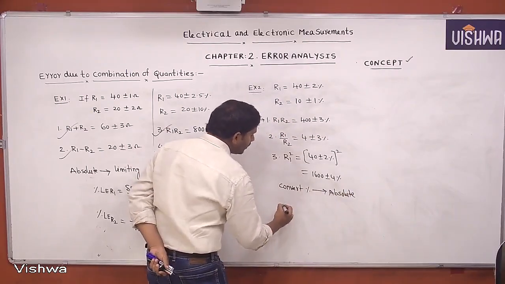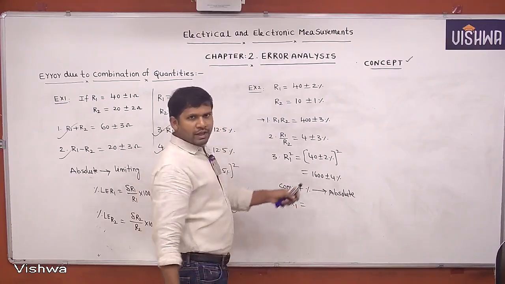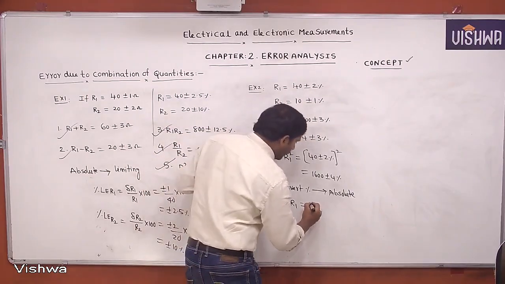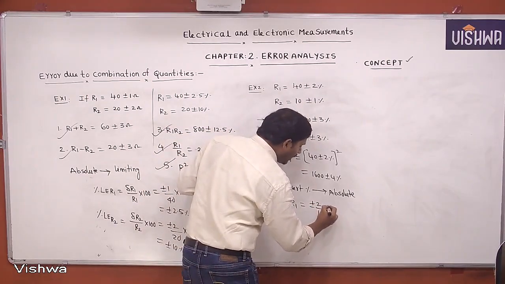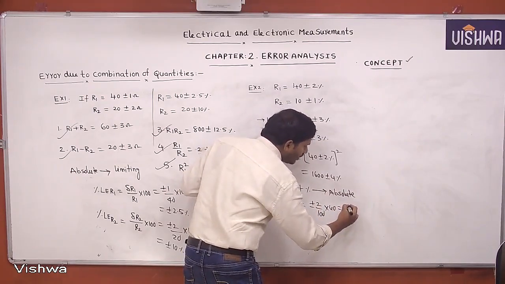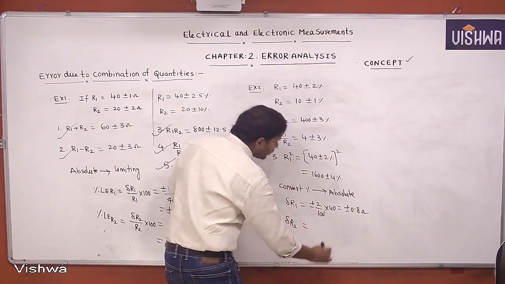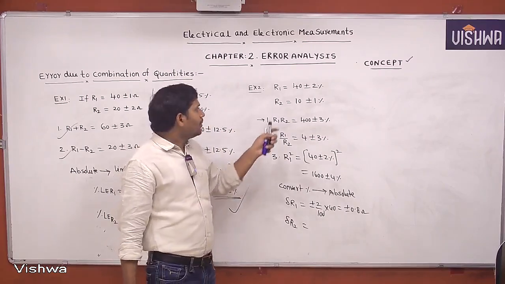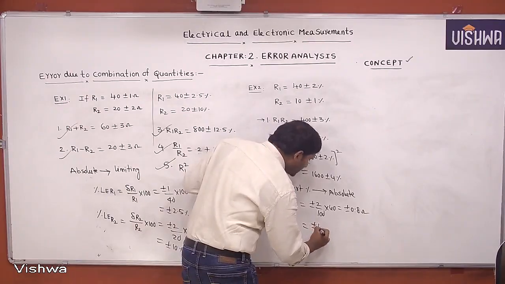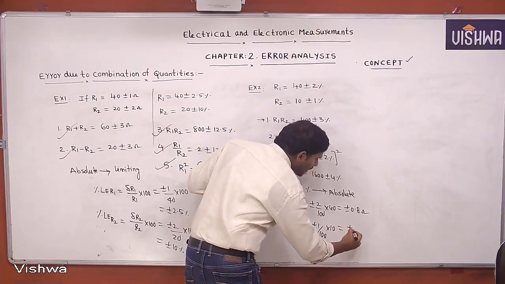How to write absolute error in R1? Absolute error in R1 equal to 2% of 40. That is plus or minus 2 by 100 into 40. Concentrate on how you are converting percentage to absolute. How much do you get? Plus or minus 0.8 ohms. What is absolute error in R2? Absolute error in R2 means 1% of 10. That means plus or minus 1 by 100 into 10. Then how much? Plus or minus 0.1 ohm.